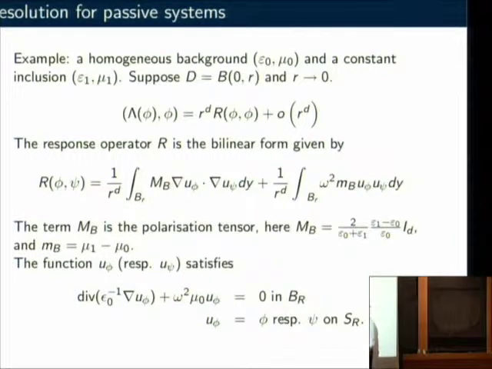The effect of your inclusion is that your response operator, the difference between this and nothing, is an integral on your subdomain. You have a constant here, a matrix here, which in fact, if you have two disks, is just a constant, which translates the difference of the contrast in permittivities. And you also have the magnetic effect, M B, which is just the contrast in permeabilities. Okay, same formula as before, except that you have a 0 order term.